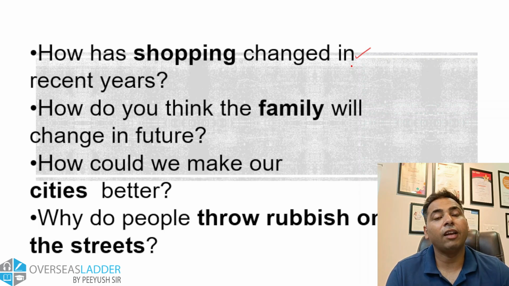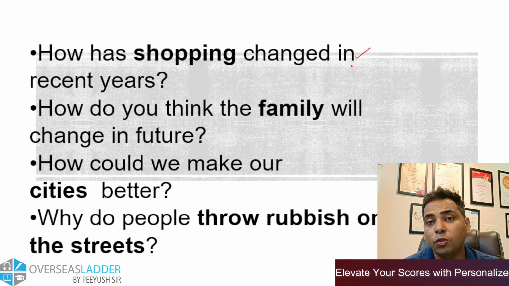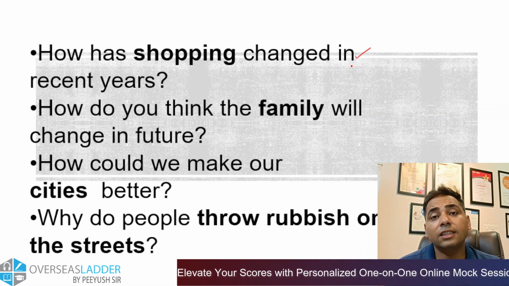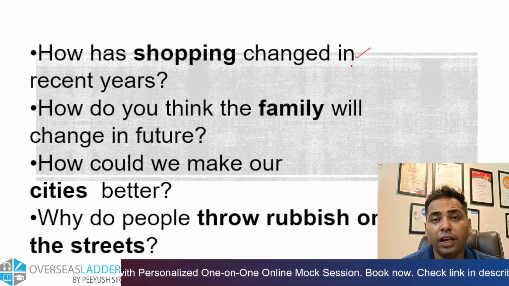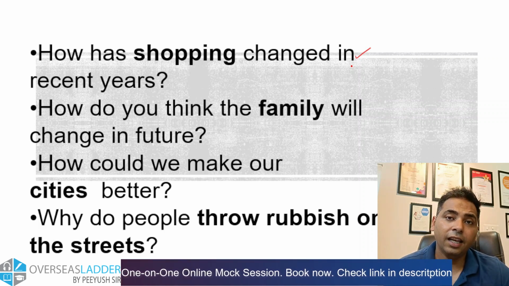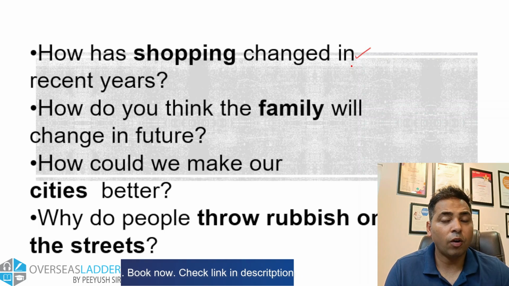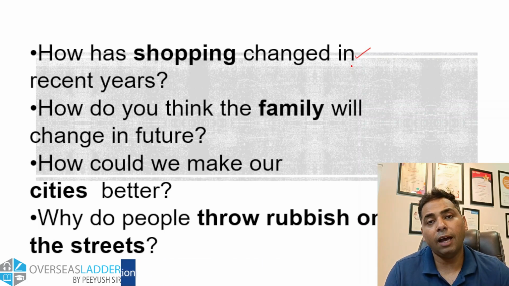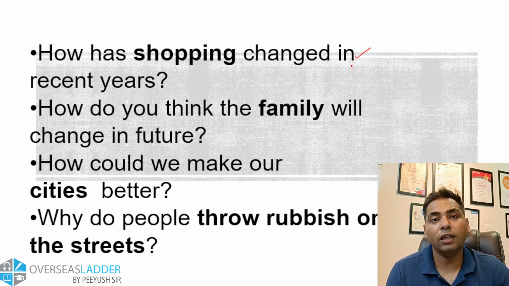Next, you can give an example for this. For example, several apps like Amazon or Flipkart offer home-to-home service, which is quite convenient, and also they offer various discounts at different times of the year, which makes it really pocket friendly. And then towards the end, you can give a consequence. So therefore, I think that there has been a big change in shopping habits, and this is how you can develop your answers for part 3.